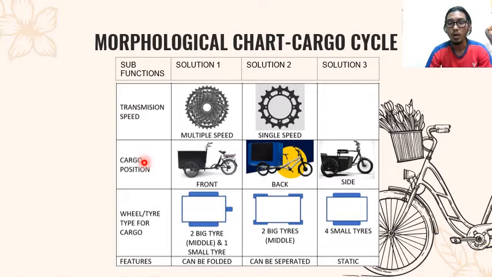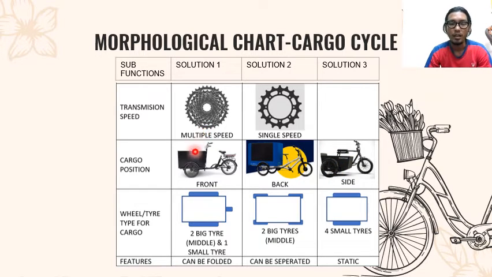we have three options. The first one is at the front. You can see the cargo at the front and the bicycle at the back. The second one is on the back: the bicycle on the front and the cargo on the back. And the third one is side. The cargo, we put it on the side and the bicycle side by side to the cargo.